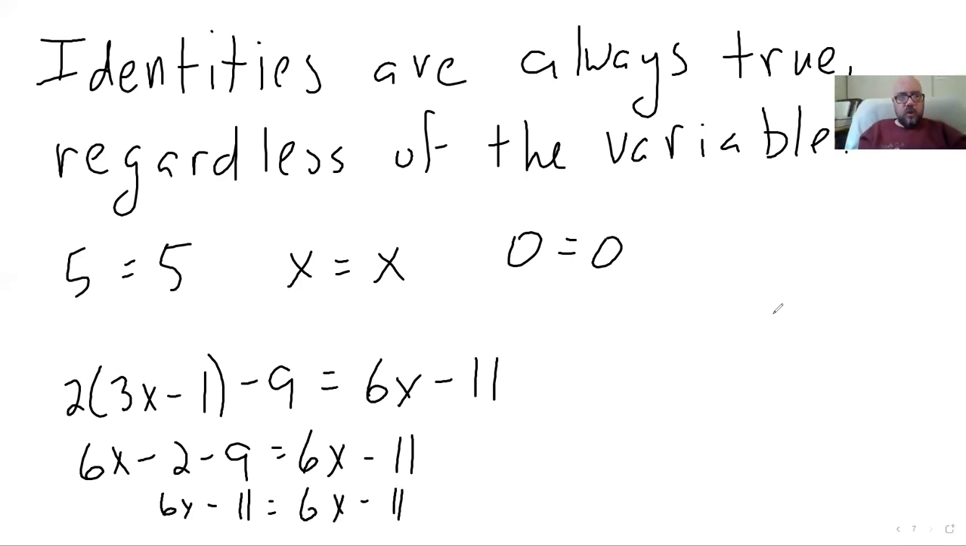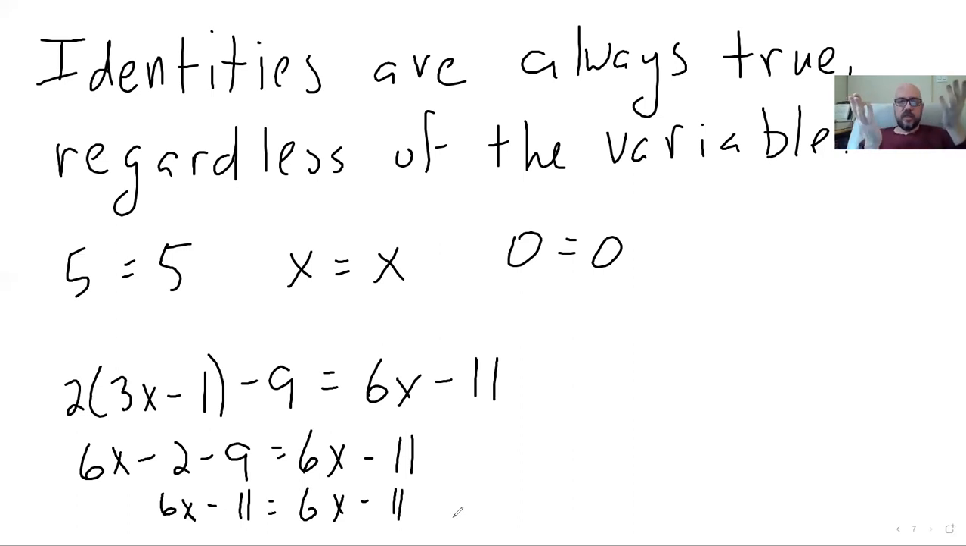Now, no matter what x is, that's always true, right? If x is 1, the thing I get is -5 on the left and -5 on the right, obviously, because they're the same expression. And so that's what an identity is. An identity is just something that is always true regardless of the value of the variable. And the way you can identify them is that you'll eventually get to the point where you have the same thing on both sides of the equation.